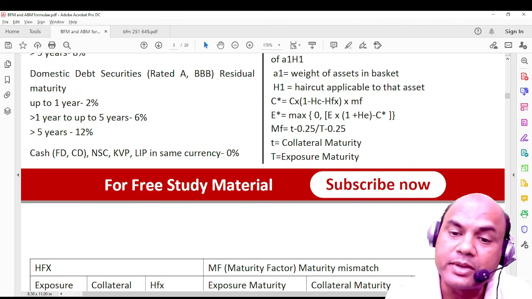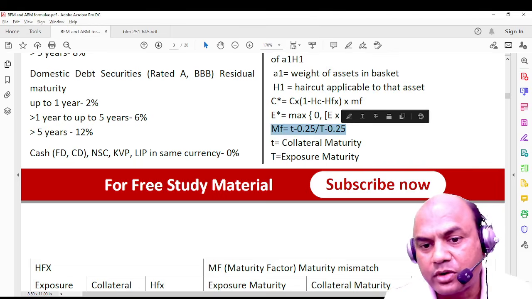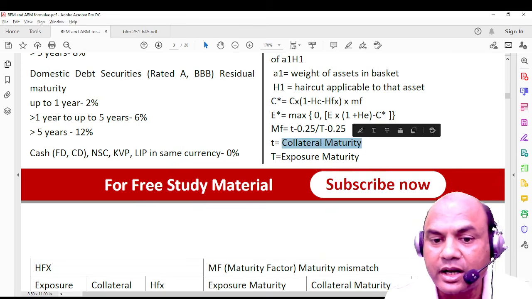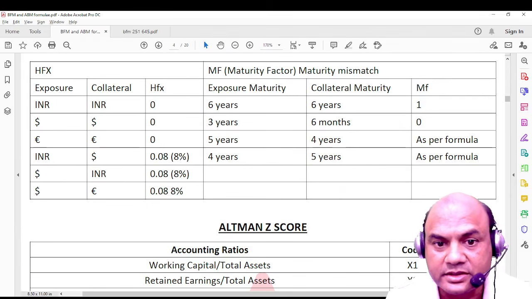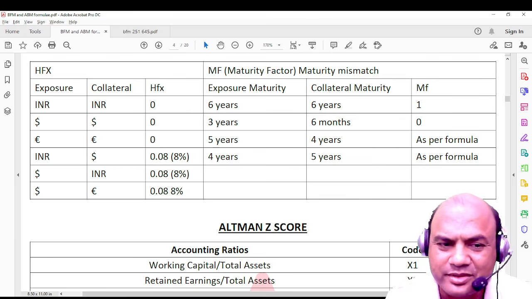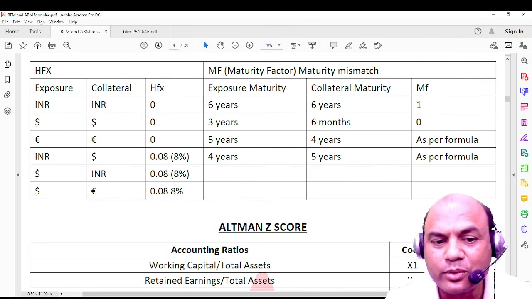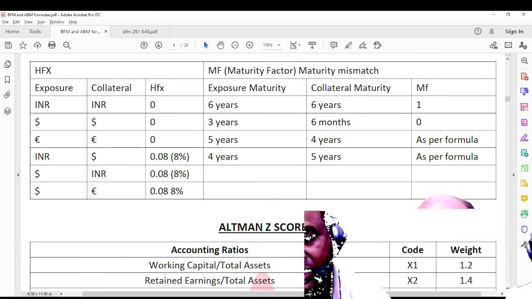What is maturity factor? Remember this formula by heart: (t minus 0.25) upon (T minus 0.25). The smaller t is for your collateral and the bigger T is for the loan, that is, collateral maturity and exposure maturity. Got it? Clear? Next, look at these factors. HFX is very simple. I have already told you, only if there is a difference in the currency will this 8% apply. If it's the same currency for loan and collateral, then it will be 0.